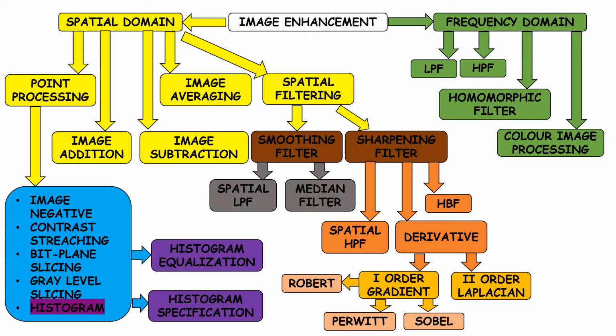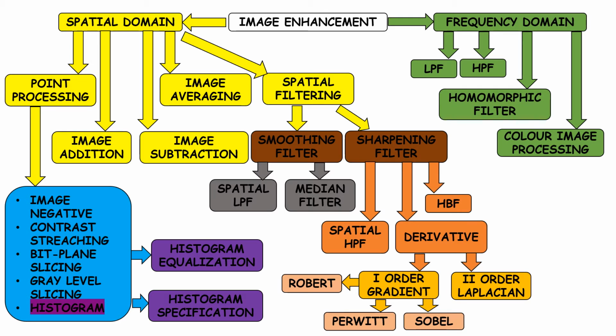Now this image, what you're seeing, is the tree of image enhancement, where it has two main branches, spatial domain and frequency domain. Under spatial domain we have point processing, image addition, image subtraction, image averaging and spatial filtering. We'll just see about the spatial domain. Under point processing we have image negative, contrast stretching, bit plane slicing, gray level slicing and histogram. Under histogram it further branches to histogram equalization and histogram specification, in other words matching.